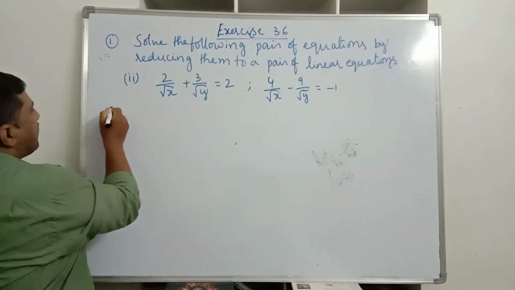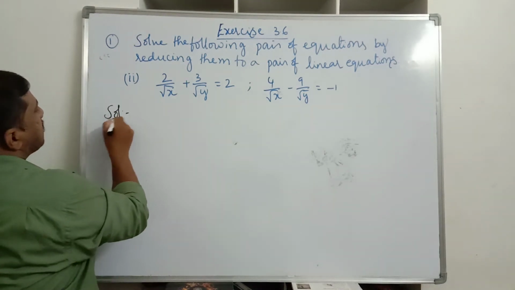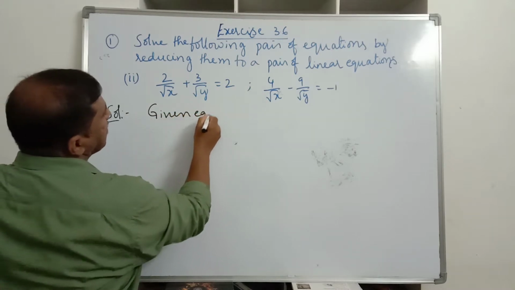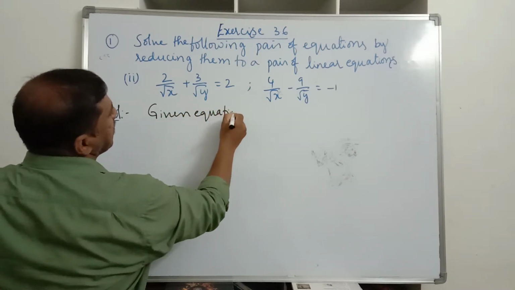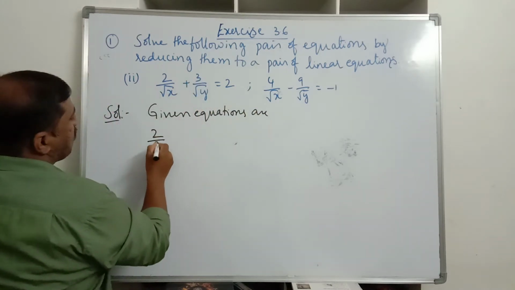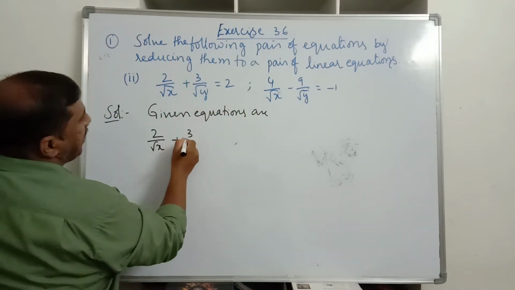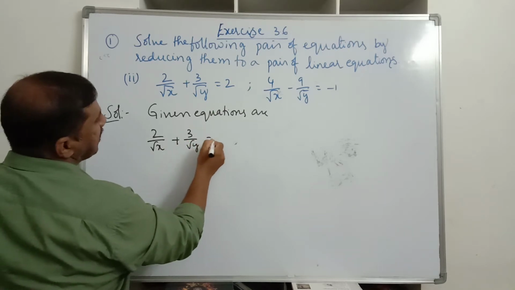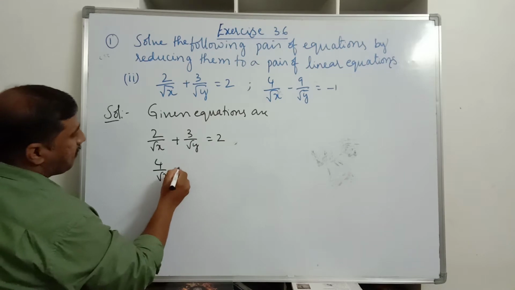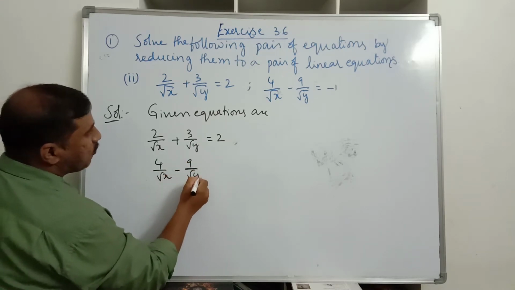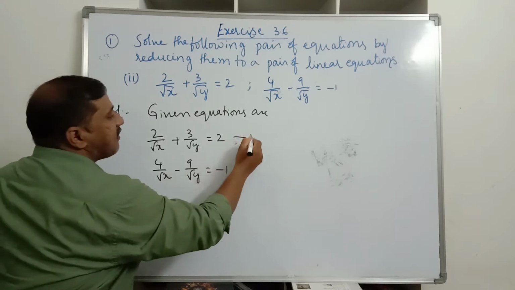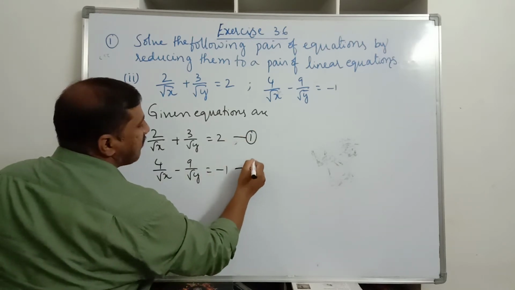Now how to solve this kind of question? First, write the given equations. Given equations are 2 divided by root x plus 3 divided by root y is equal to 2, and 4 divided by root x minus 9 divided by root y is equal to minus 1. Take this as equation 1 and this as equation 2.